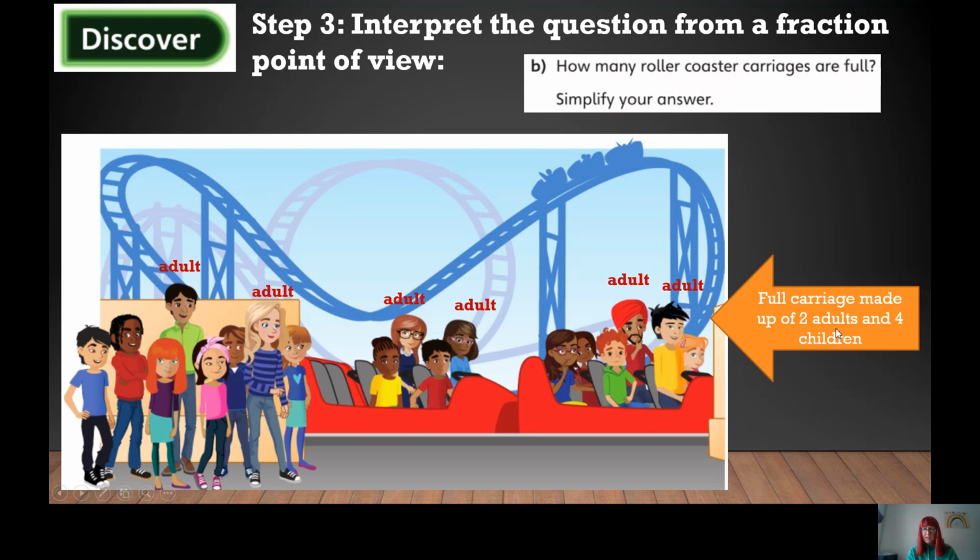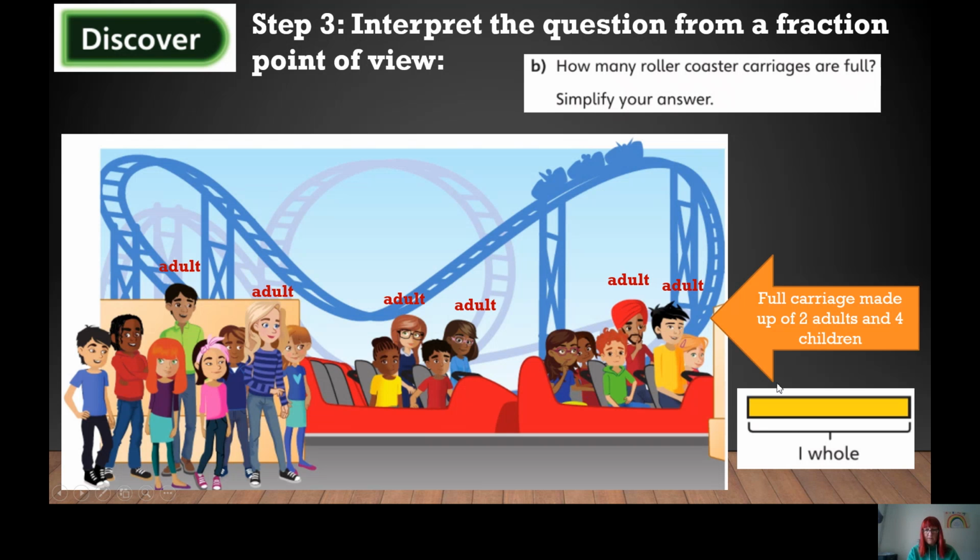Well, let's take this first carriage, like I kind of was saying. It's made up of 2 adults and 4 children, but I guess that's irrelevant because it doesn't matter how many people are in there. That's one full carriage. One whole, represented here on the diagram. Good with that. What about this carriage here?